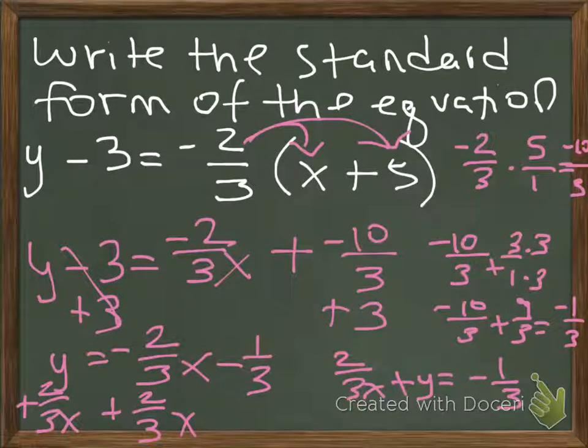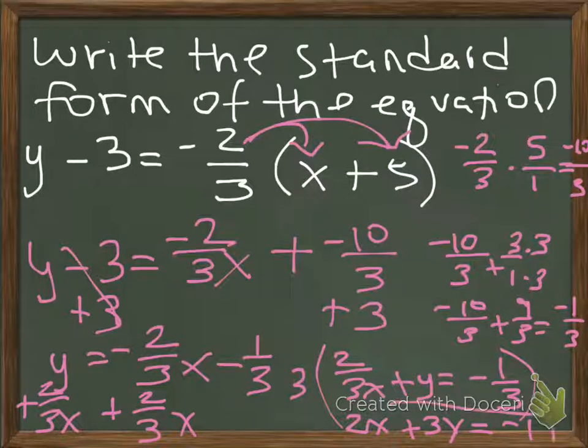With standard form, we also can't have fractions, so we're going to multiply everything by 3, our denominator, and that makes it 6/3 x, which simplifies to 2x. 3 times y, which is 3y, and 3 times negative 1/3, which simplifies to negative 1. So this would have to be our final answer with standard form, because you can't have fractions.